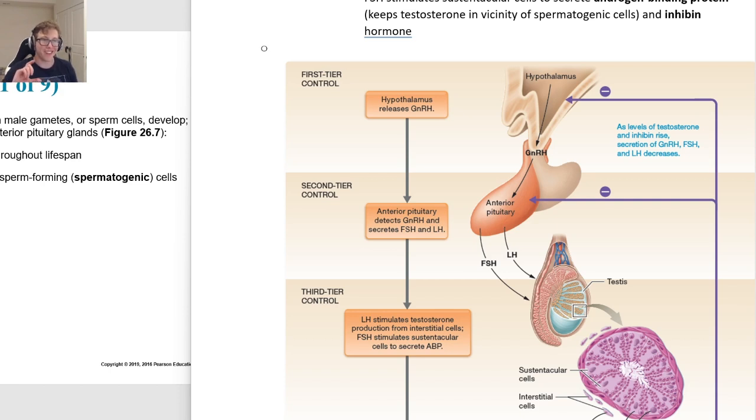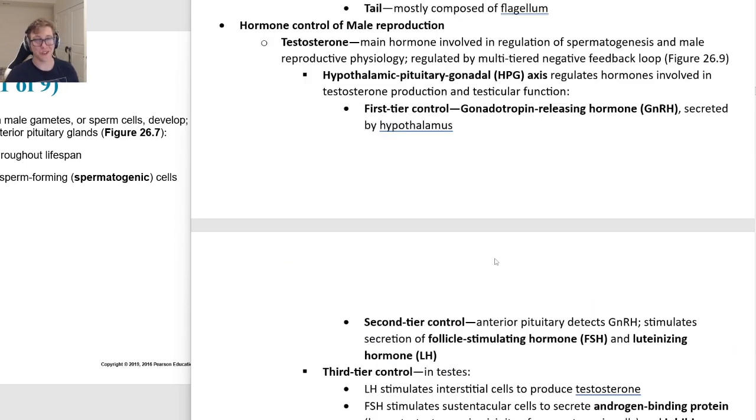Now, this is just more me because I did my PhD on this system, or on the HPG axis, but what isn't listed here is that your brain doesn't really listen to testosterone in this process. You actually have an enzyme called aromatase B, which will take testosterone, convert it into estrogen, and that's actually what shuts down this system. Just lore and trivia and knowledge because it's super cool.